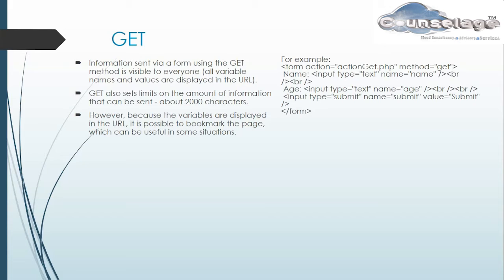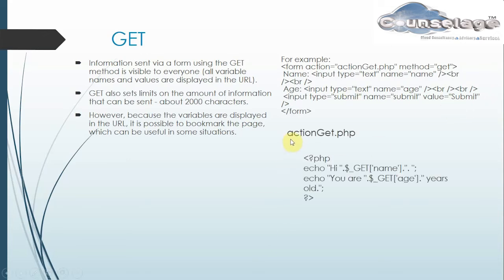Name, that is input type for name is text, then br tag to break the line. Age, input type for age is text, again break the line, and then input type for submit is submit with the value submit, and close the form tag. Action get.php. Now here, open the PHP tag, print "He", and $_GET['name'], print "is", then dot $_GET['age'], dot "years". Here dot is used for concatenation, which is discussed in the PHP part 1.